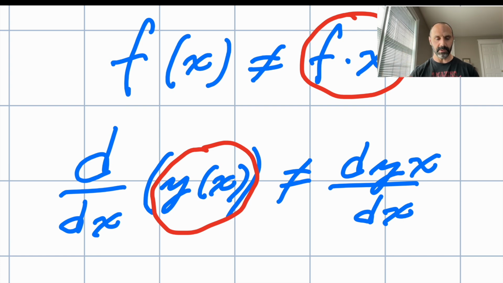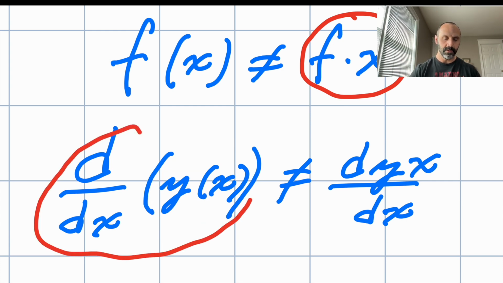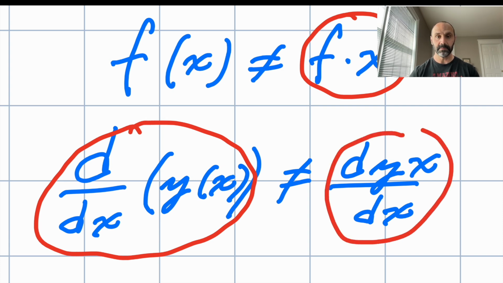We're not multiplying. Same thing, f of x, right? F is the function, so f is the output, you could say, and x is the input. And a function, again, is just an input-output machine, and the function tells you the rules for getting the output from the input. And so if we take this whole thing, d dx of y of x, it does not give us dy x over dx, right?